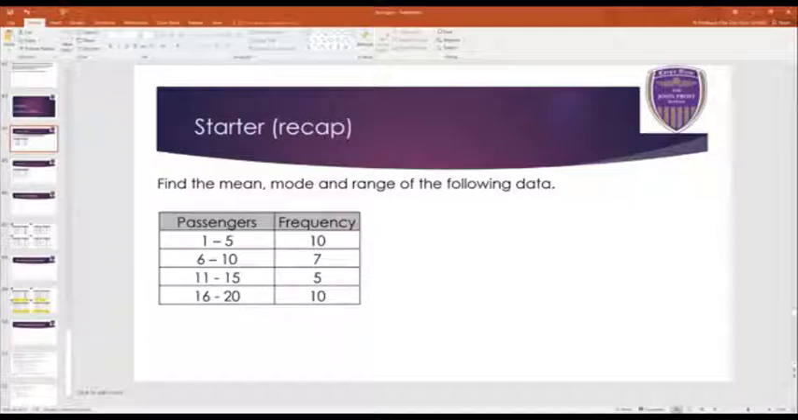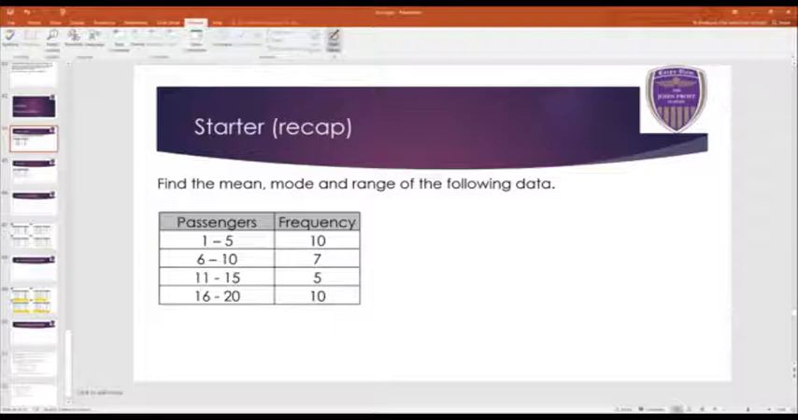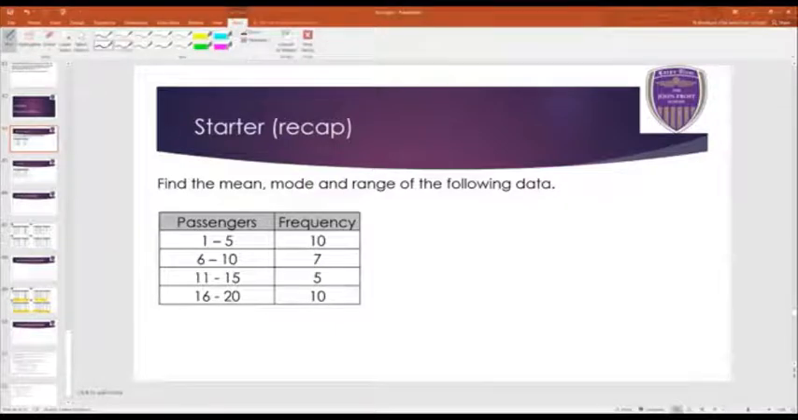Welcome back. For this question, what I would have expected you to do is to add two extra columns, isn't it? We always should be adding two extra columns with grouped frequency like this. The first column we would add is midpoint, and then the second one, midpoint times by frequency.